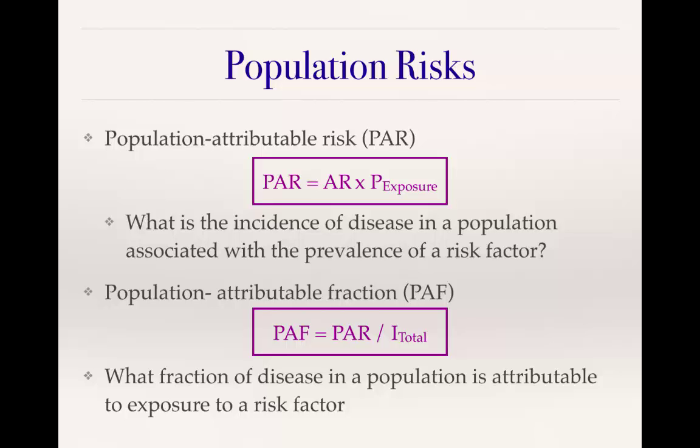So if we have a look at the first one, the population attributable risk, it is essentially the attributable risk times the prevalence of a risk factor. It measures the excess incidence of disease in a community that is associated with that risk factor. The second way is the population attributable fraction, which is calculated as the population attributable risk divided by the total incidence. And it really is asking a question of what fraction of a disease in a population is attributable to exposure to a risk factor.